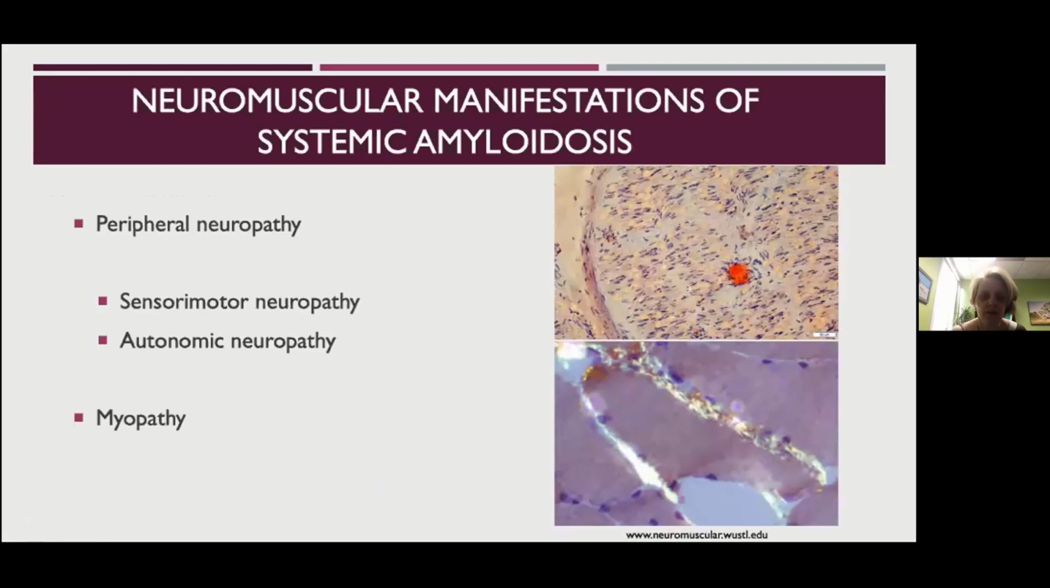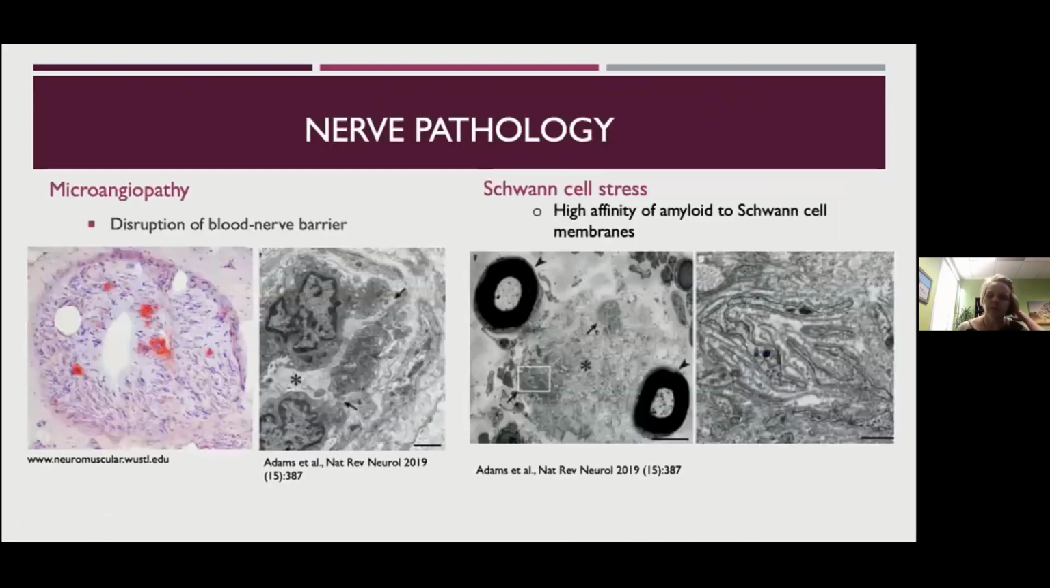Neuromuscular manifestation of systemic amyloidosis is peripheral neuropathy, and there it can be both sensory motor neuropathy and also autonomic neuropathy, and in rare cases, myopathy. Because myopathy is very rare, I will focus today on peripheral neuropathy. The pathogenesis of peripheral neuropathy in amyloidosis is actually not completely understood. It is thought that it is due to a microangiopathy.